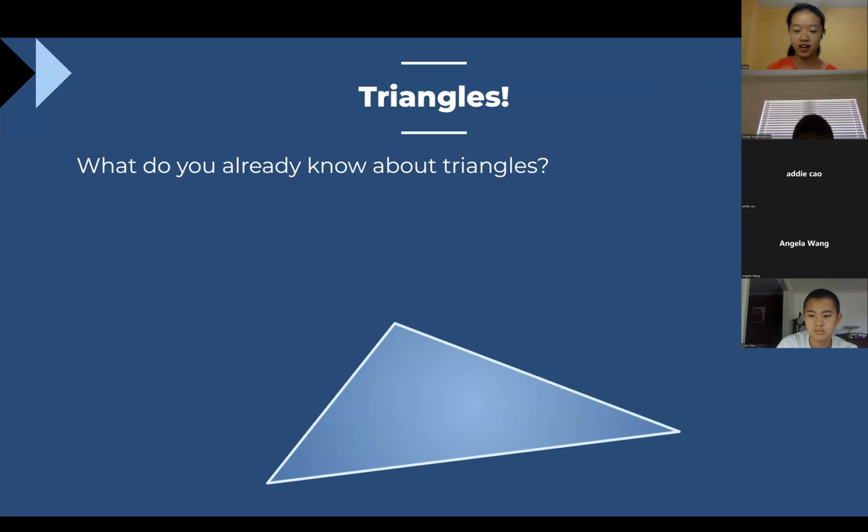Yes, it is a polygon. Triangles and squares and pentagons are all polygons. Yes, Pythagoras did a lot of stuff with triangles. He came up with the Pythagorean theorem, which basically says that in a right triangle, the sum of the squares of the 2 legs equals the square of the hypotenuse. Yeah, and there's different types of triangles. You have acute triangles, obtuse triangles.